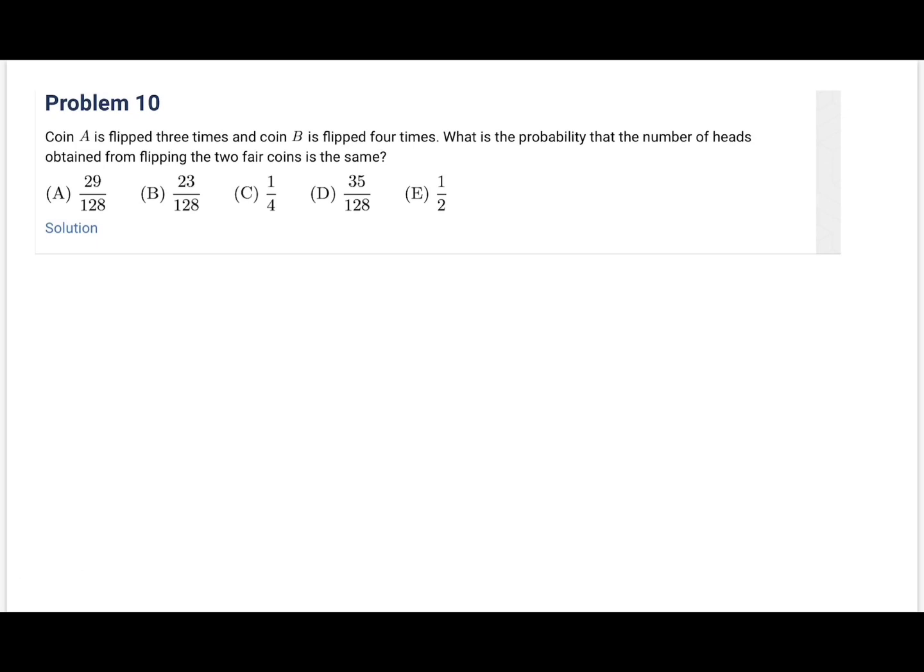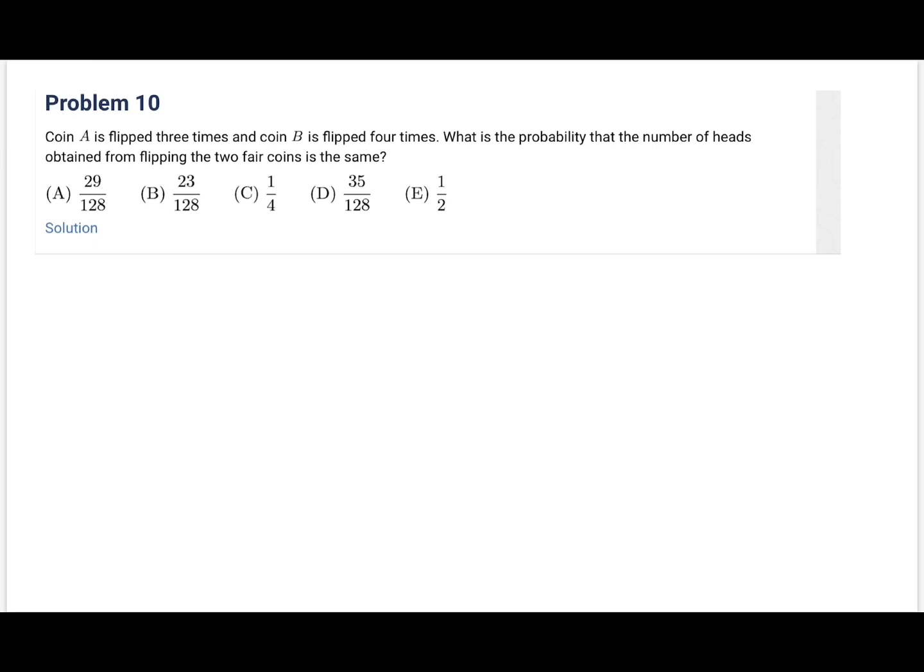And number 10, coin A is flipped 3 times and coin B is flipped 4 times. What is the probability that the number of heads obtained from flipping the 2 fair coins is the same? So A is flipped 3 times, B is flipped 4 times. What's the probability that the number of heads obtained is the same?